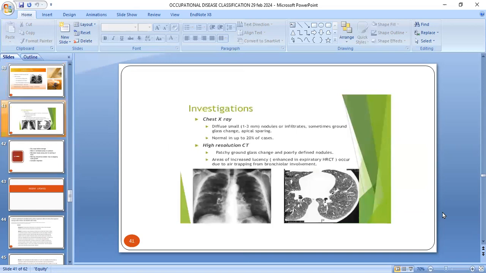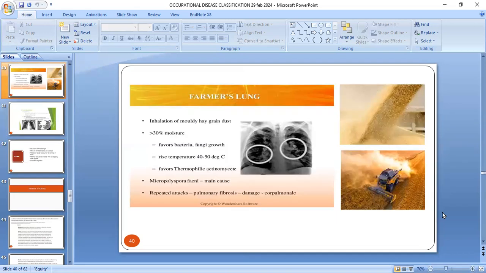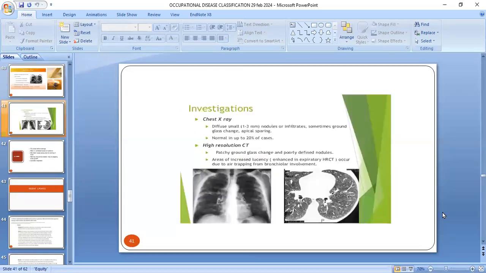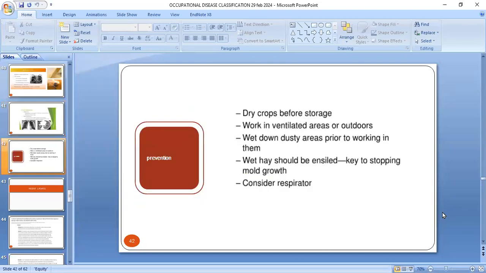These are the investigations that can help in diagnosis of grain dust disease that is called the farmer's lung disease. These are the chest X-ray and the CT scan. Its prevention includes drying crops before storage, working in ventilated areas or outdoors, wetting dusty areas prior to working in them. Wet hay should be avoided, key to stopping mold growth, and consider respirators.